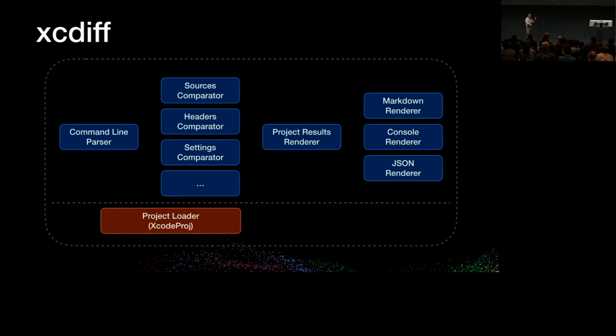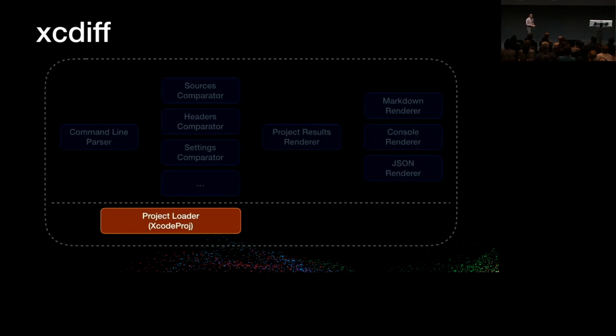I won't go into depth as to how it's structured, but rather just to highlight, it has some internal components, the ones in blue, and also some external libraries. The one we use is called XcodeProj. Side note, I highly recommend you try it out or check it out if you're interested in anything related to Xcode project generation or automation. But yeah, so we use a third-party library as well.